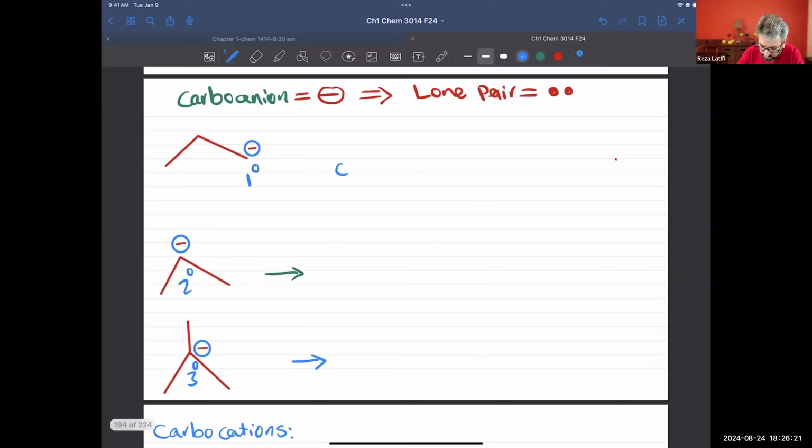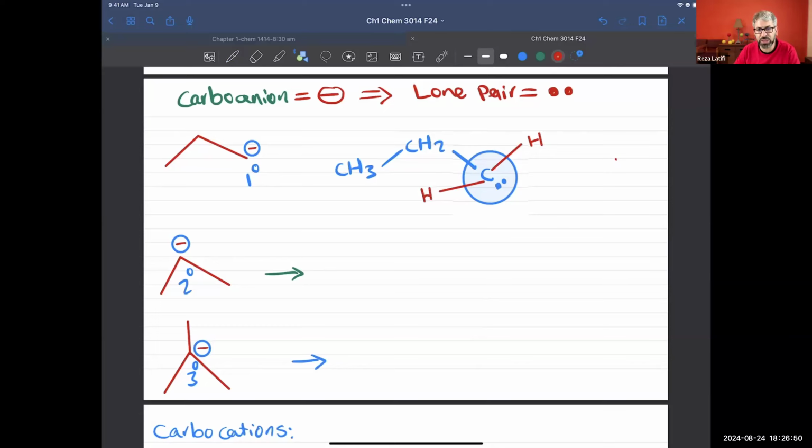So we have a CH3, CH2, and then a carbon. Let's show the lone pair first. Here we go, lone pair. How far are we from 8? Let's draw a circle around this carbon. I see 2 plus 2, 4. We are 4 electrons far from 8. Because I need to make it octet, I'm going to add 2 hydrogens to it. So in order to make it octet, we need 2 more hydrogens.